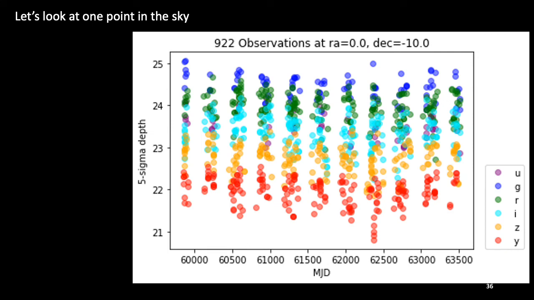All right, if I look at one point in the sky, we can look at the observing history that happened at that one point. So at RA 0, declination -10 degrees, here is the history of observations that overlapped that point. Again, I'm looking at time on the x-axis and the 5 sigma limiting depth of each of those observations on the y-axis, color-coded by filter. You can see there's a bit of spread there because some of those observations are taken in twilight or full moon, other observations are taken in dark time. It's a mix. You can also see they're clumped together because different parts of the sky have different observing seasons, and so there are seasonal gaps in the observing history there.